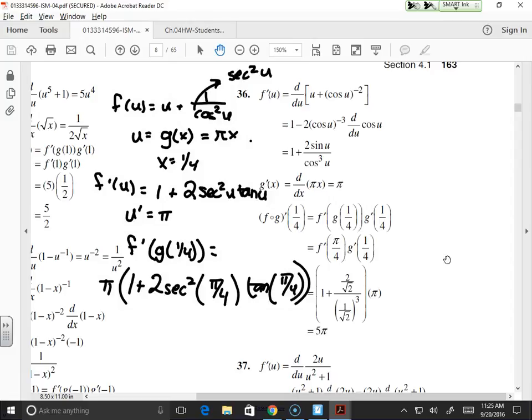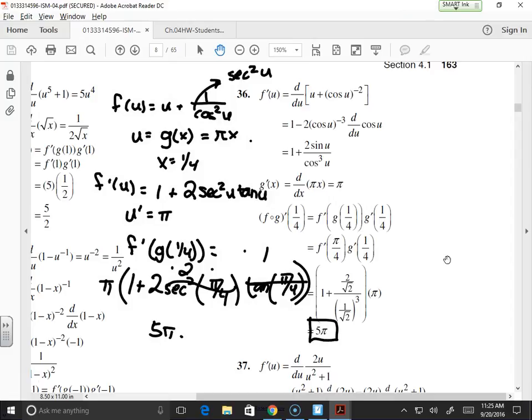So then tangent of pi over 4 is just 1. Secant squared of pi over 4 is 1 over cosine squared of pi over 4, which is 1 over root 2 over 2 squared, so 4 over 2 is 2, which would be... so it'd be 2. So 1 plus 2 times 2 is 5. 5 times pi is 5 pi.